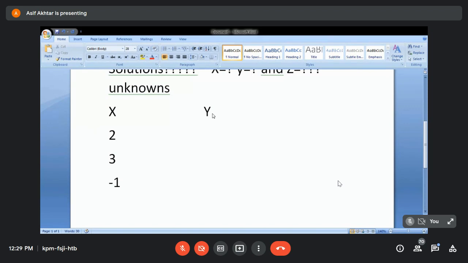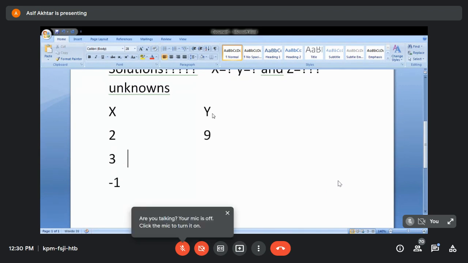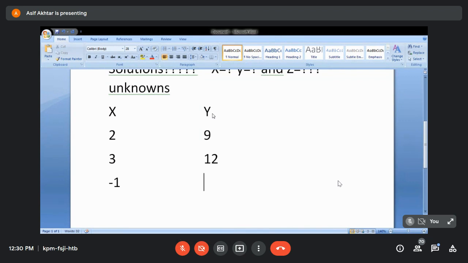For example, after putting x equal to 2, the value of y will become, for example, 9. After putting x equal to 3, the value of y will become 12. After putting x equal to minus 1, the value of y becomes, for example, 8. So if by putting the value of x there is a change in the value of y, that indicates that y is a function of x.